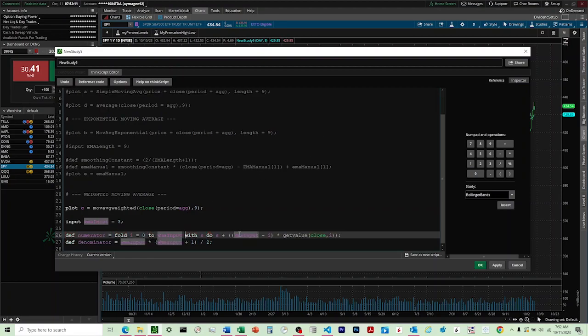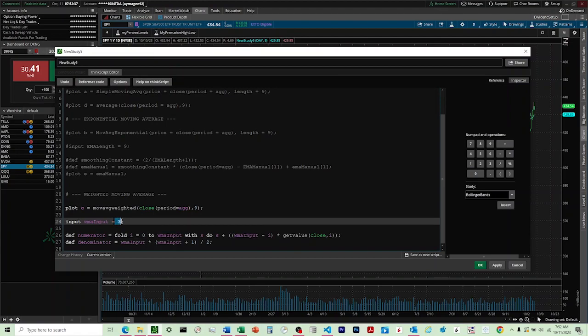So what this is doing here is, remember that for every single number, we're taking that closing value and timesing it by a certain number. So the very first, the closest close that we were looking at, we were timesing that by this WMA input, and then the one before that, we were timesing by this number minus 1. The one before that one, so the day before yesterday, we're timesing by this minus 2. And so that's what this is doing down here.